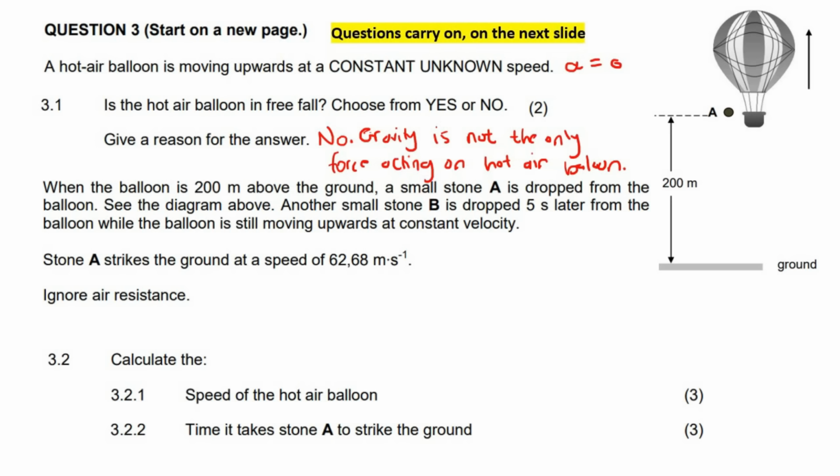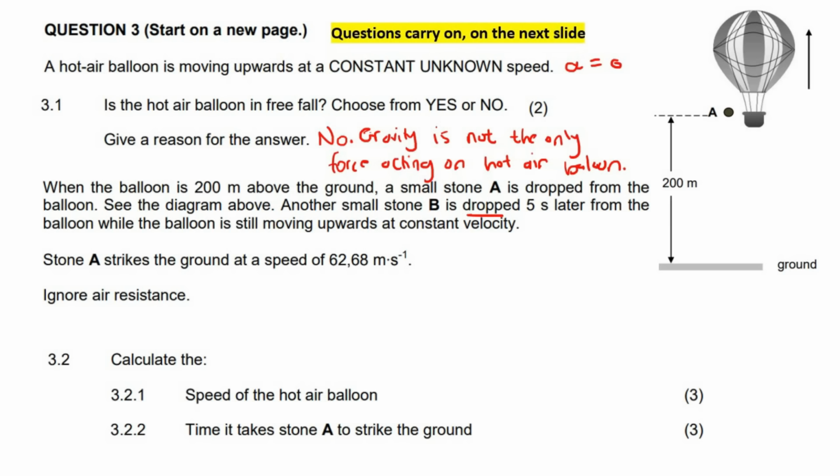Okay, so that's our first question. 3.1, done. The next one, it says that when the balloon is 200 meters above the ground, a small stone is dropped from the balloon. Okay, so we're going to drop a little stone. Then it says another small stone, B, is going to be dropped, 5 seconds later from the balloon, while the balloon is still moving upwards at a constant velocity.